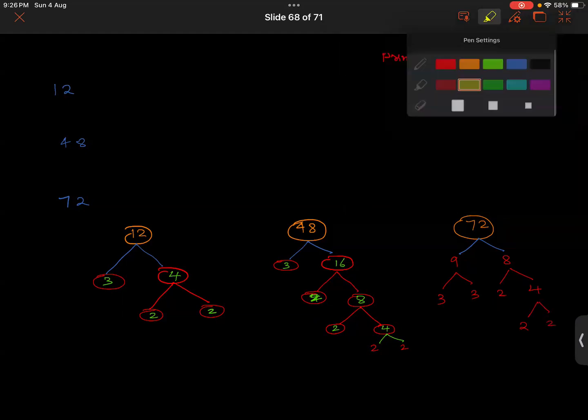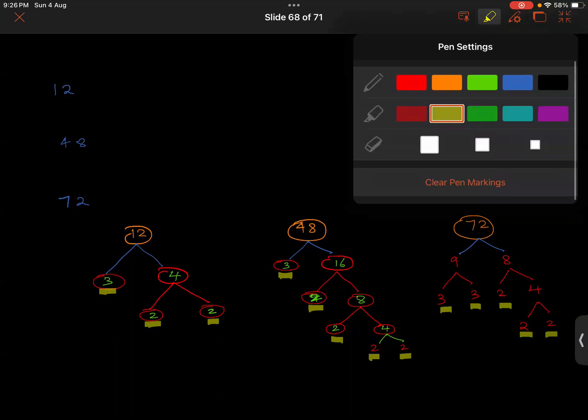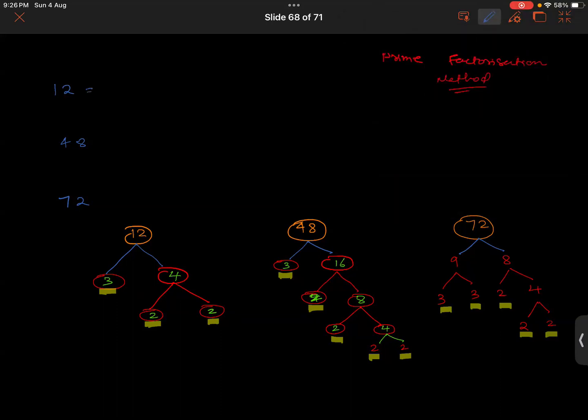So then you have to circle out or mark out all the prime numbers. This 3, this 2, and this 2. 3, this 2, this 2, this 2, and this 2. 3, 3, 2, 2, and 2. And then write them accordingly over here. The 12 equals 3 times 2 times 2, right? So 48 it is. You guys will be telling me. For 48, what should I be writing?